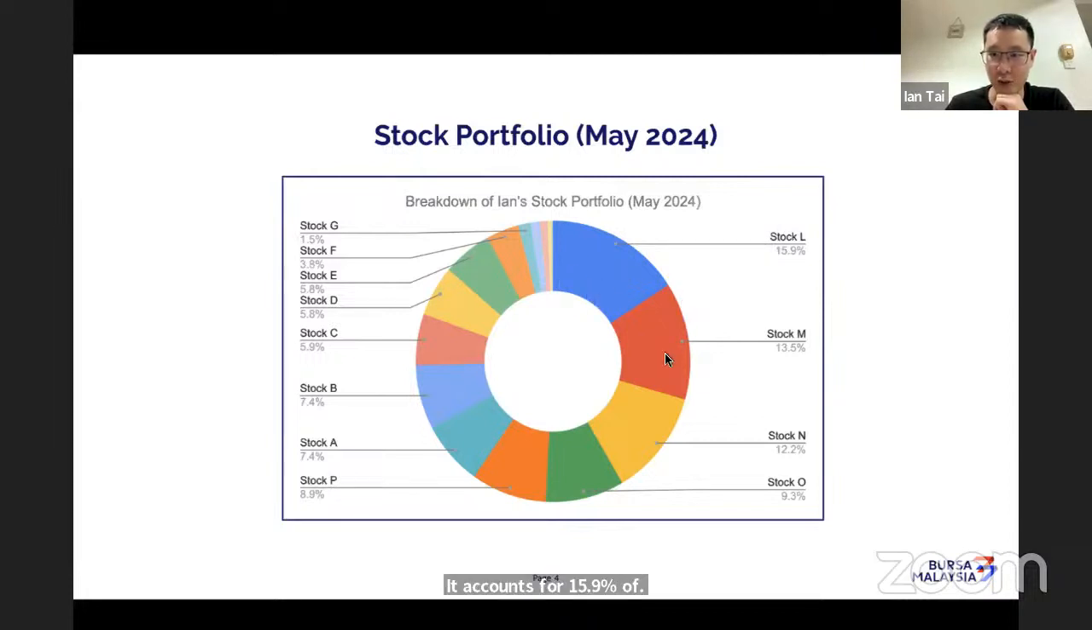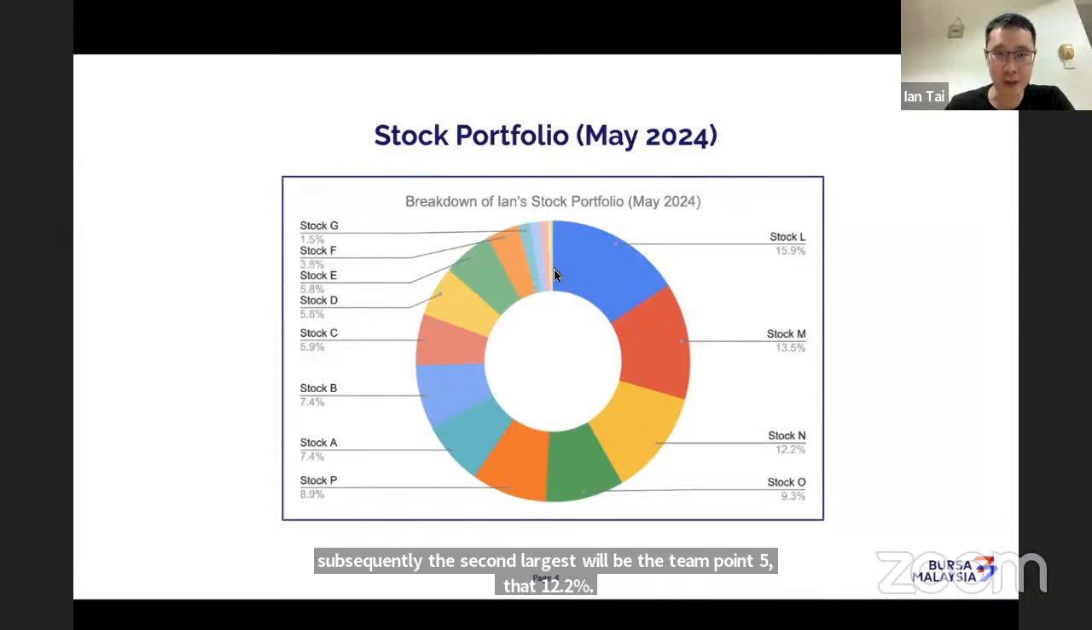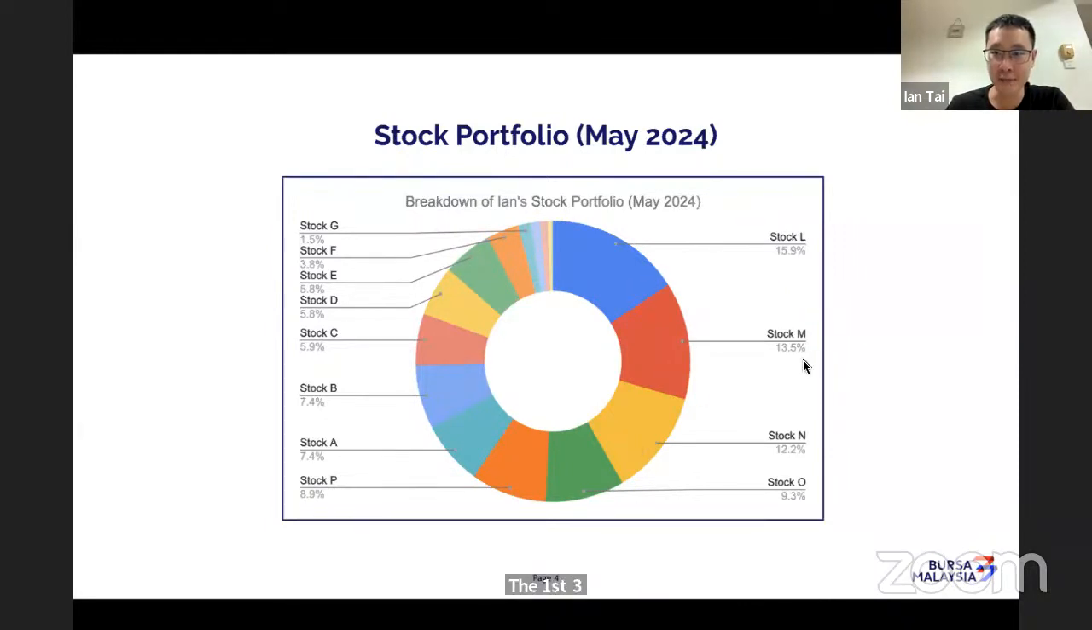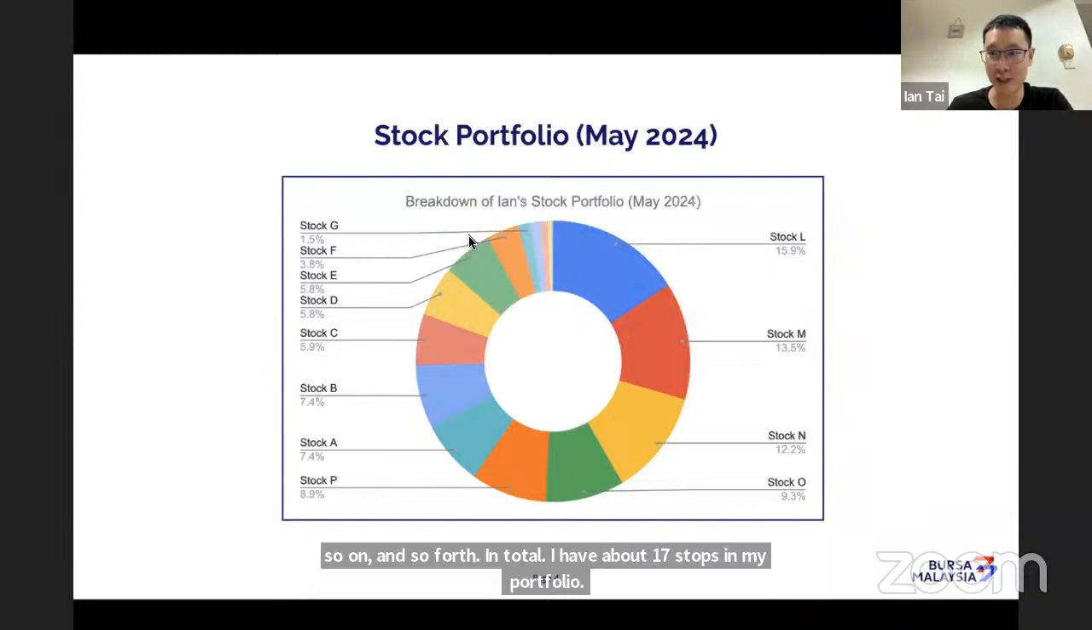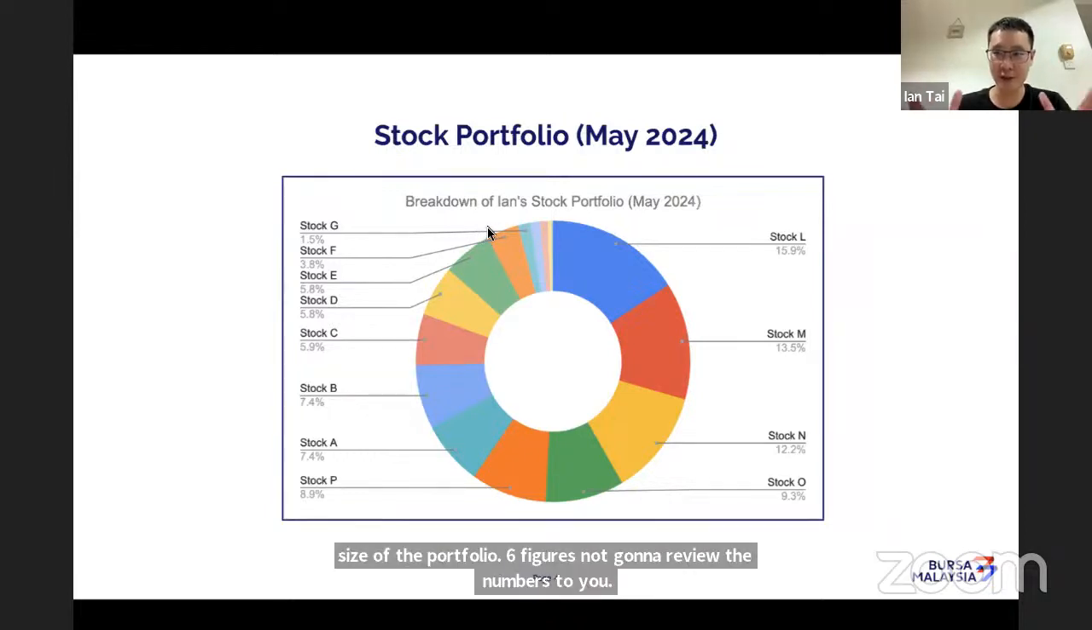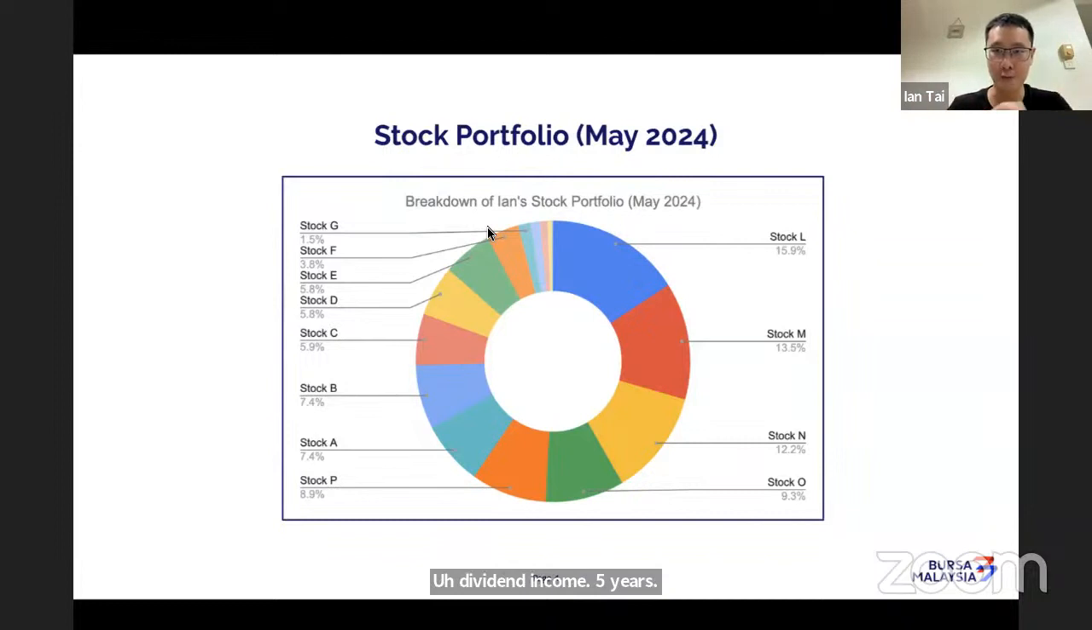Then the second largest is 13.5%, then 12.2%. So when it comes to building my portfolio, the first 3 stocks that I hold dearly account for nothing more than 20% each, but they are above 10%. Then we have the 4th and 5th stock, which is almost 9%. Then we have 7s, and then we have the 5s, and so on and so forth. In total, I have about 17 stocks in my portfolio. The size of the portfolio is 6 figures, and I'm not going to reveal the numbers to you. Dividend income is 5 figures. So this is the construction of my portfolio.